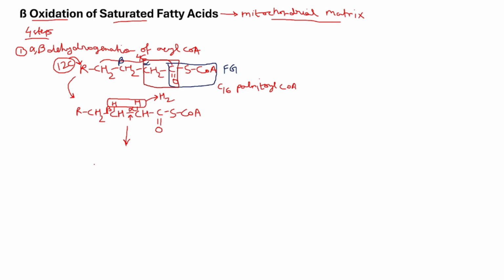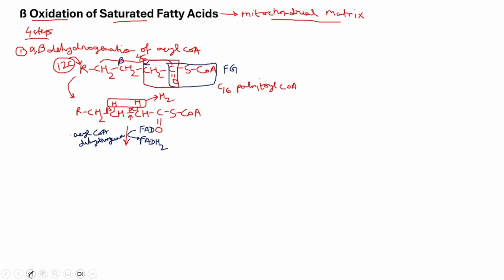So the product we will write, but first let us write the name of the enzyme. This is catalyzed by the enzyme called acyl CoA dehydrogenase, and because this is getting oxidized, something has to get reduced. So here FAD will get reduced to FADH2, right? So FAD will get reduced to FADH2. So this is the first step of beta oxidation of fatty acid, right?